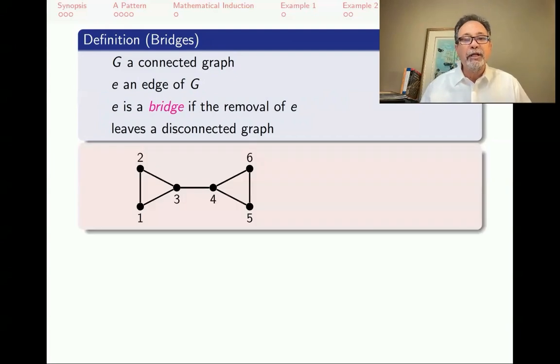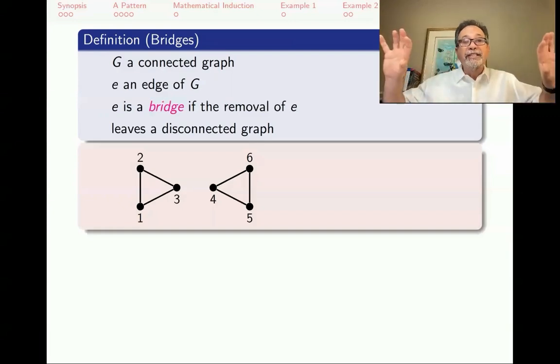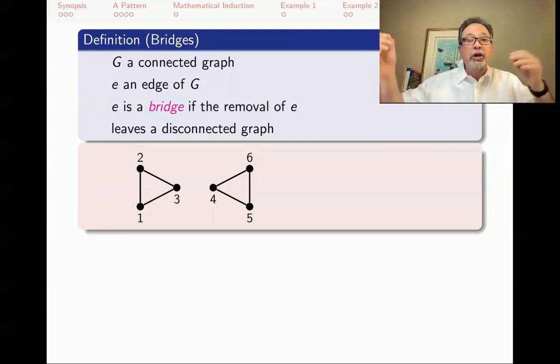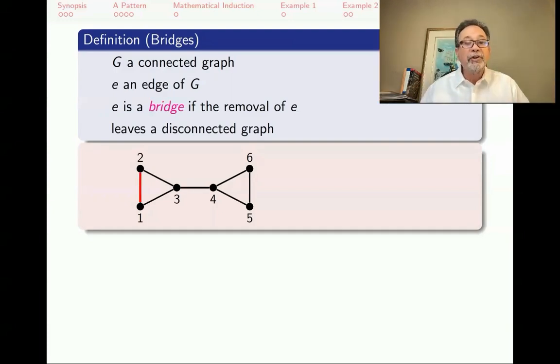Let's give you an example. This is a graph. It has 6 vertices and 7 edges. Is the edge {3,4} a bridge? What do you think? It is, because if you remove it, then the graph is disconnected. You can't go from the graph on the right to the graph on the left by walking through the edges. On the other hand, is the edge {1,2} a bridge? It's not, because when you eliminate it, you can still get from any vertex to any other vertex. In this graph, the only bridge is the edge {3,4}.